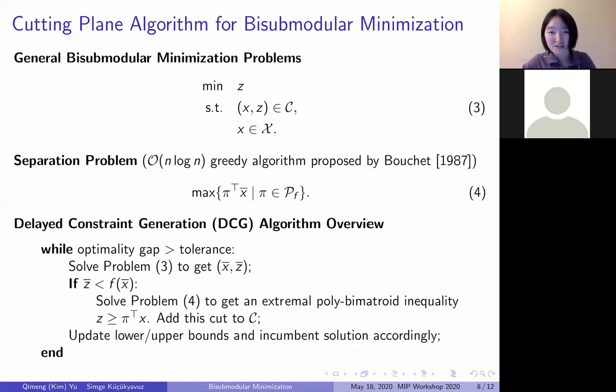Now we can introduce our delayed constraint generation algorithm. While the optimality gap is above tolerance, we solve the relaxed master problem to get solutions x bar, z bar. If z bar underestimates the function value, then we solve the separation problem and add the most violated extremal polymatroid inequality to C. We then update the lower and upper bounds for the objective and the incumbent solution accordingly. Then we keep looping.